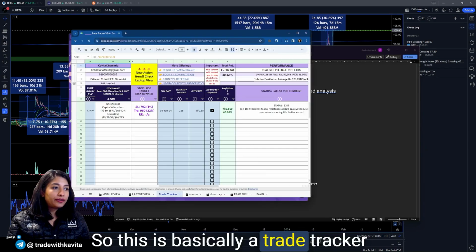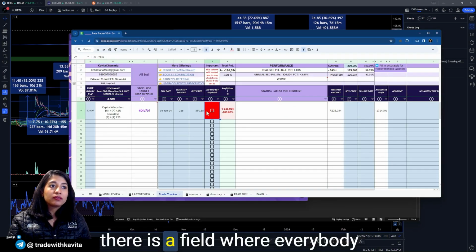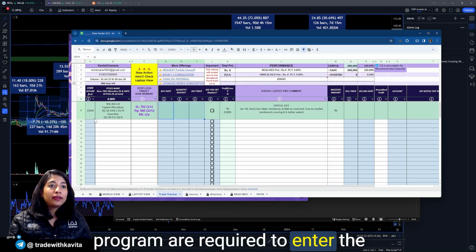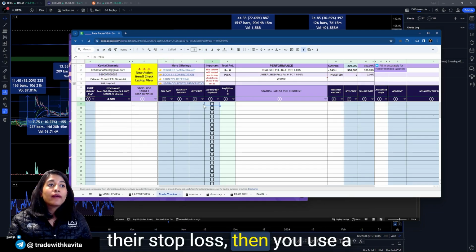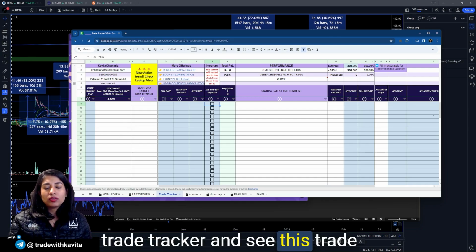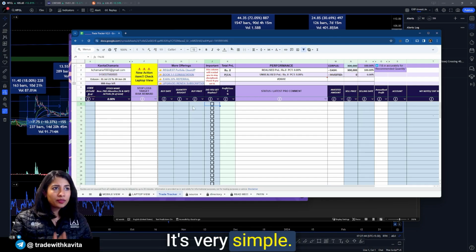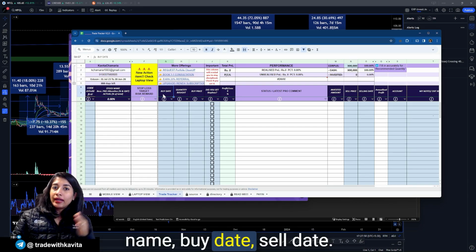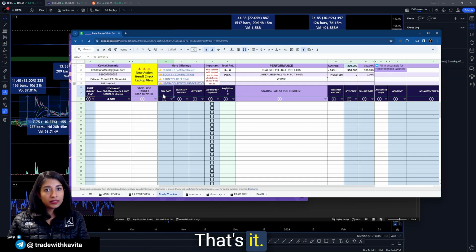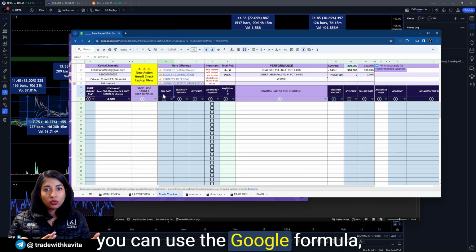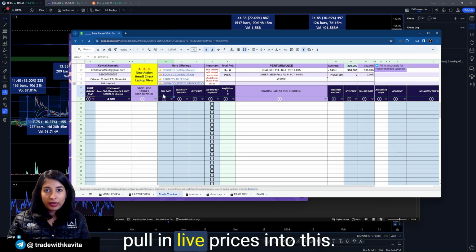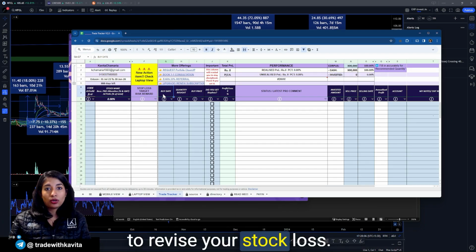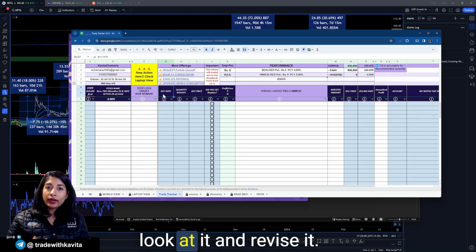So this is basically a trade tracker that I give my members, and in this there is a field where everybody that joins my Trade Together program is required to enter the tick mark when they set up their stop loss. This trade tracker is not very hard to make. It's very simple. Just add the stock name, quantity, buy date, buy price, stop loss field, sell date, sell price. That's it. If you use Google Sheet, then you can use the Google Finance formula to pull in live prices into this. So this tracker itself is enough to tell you where you need to revise your stop loss. Then you just go back to the charts, take a look at it and revise it.